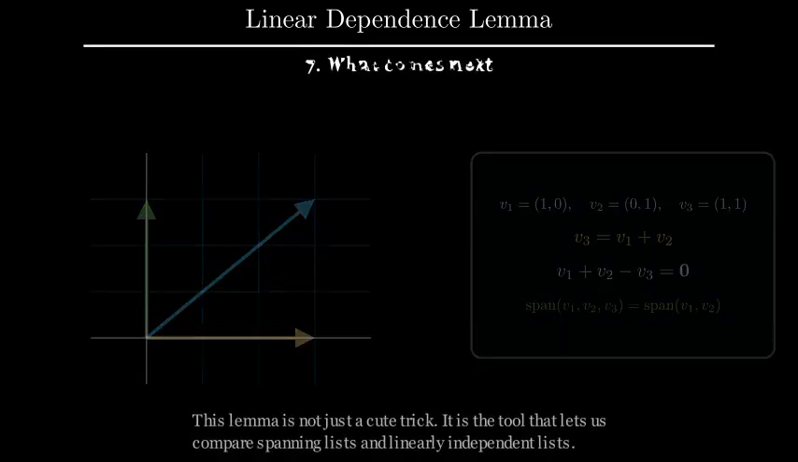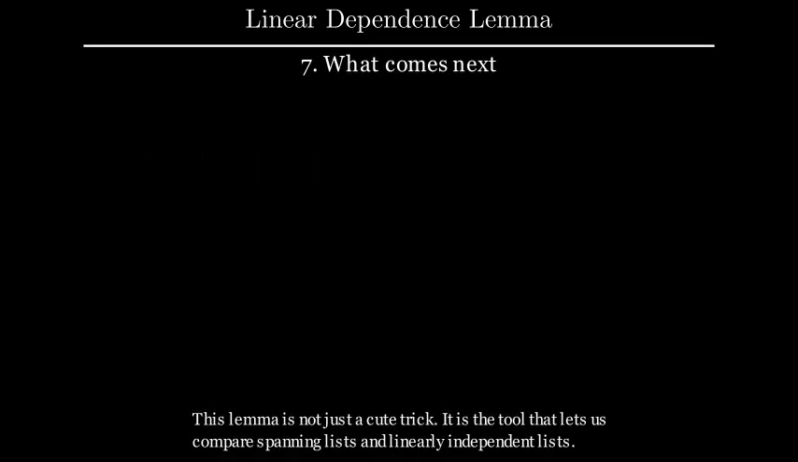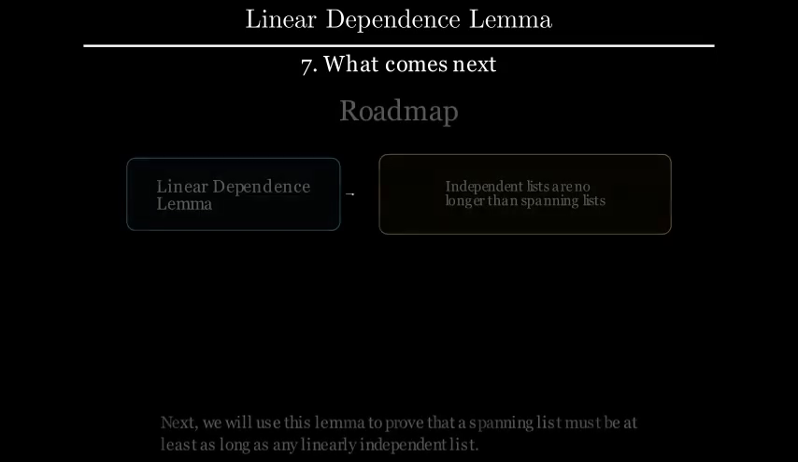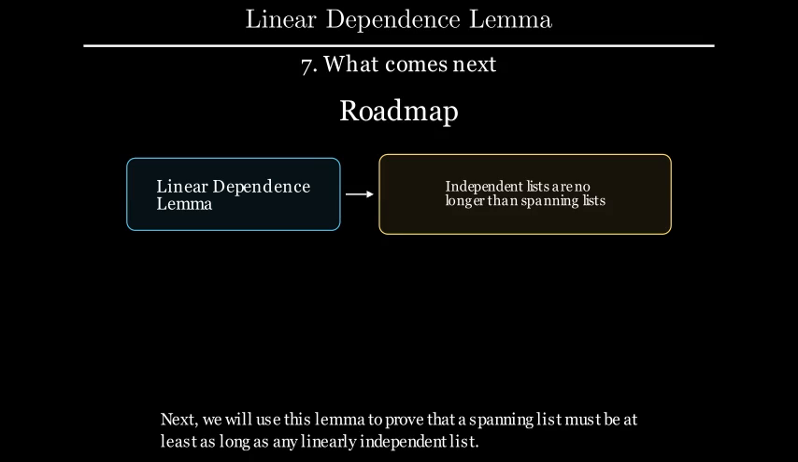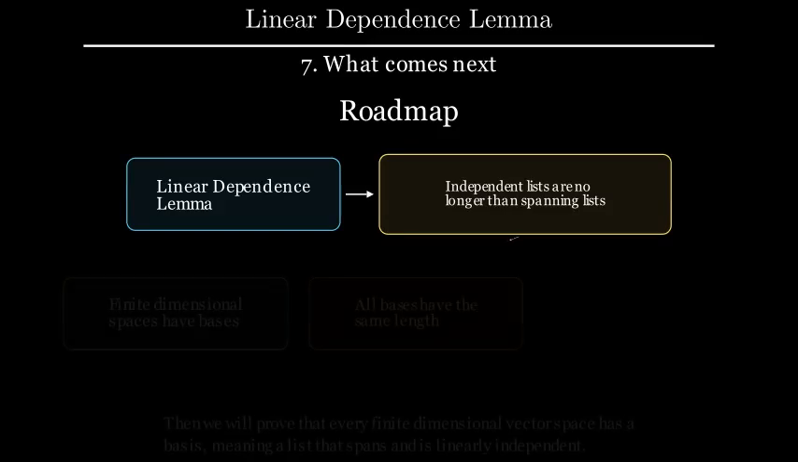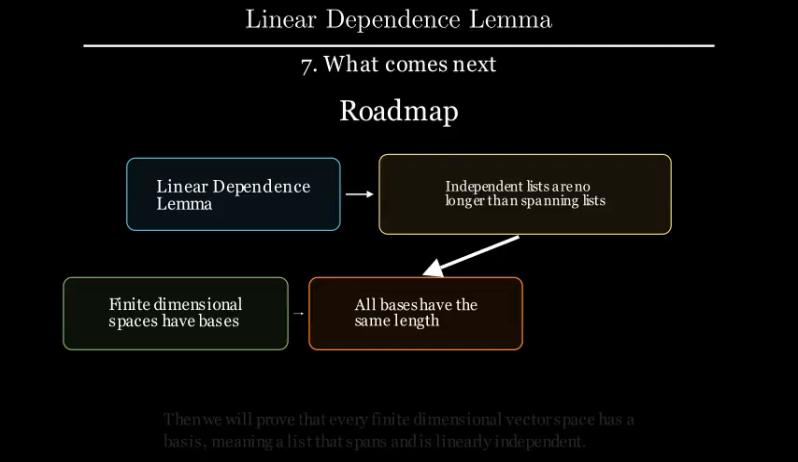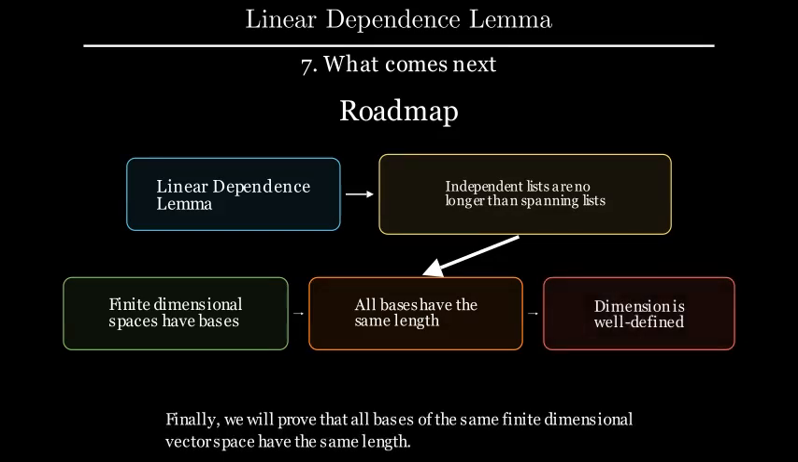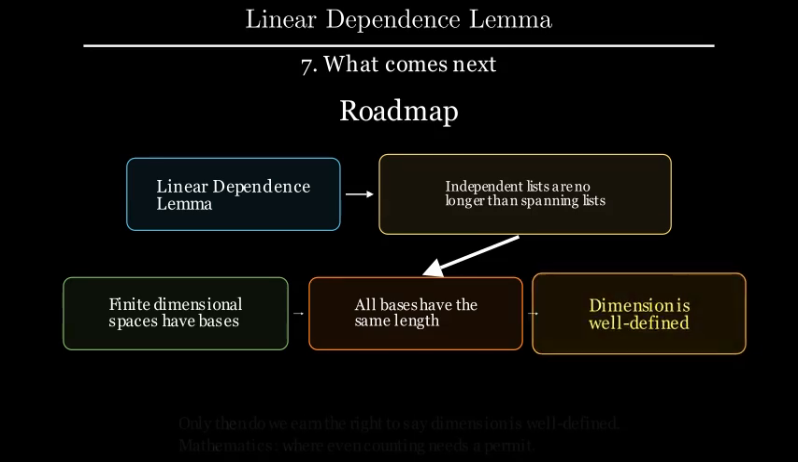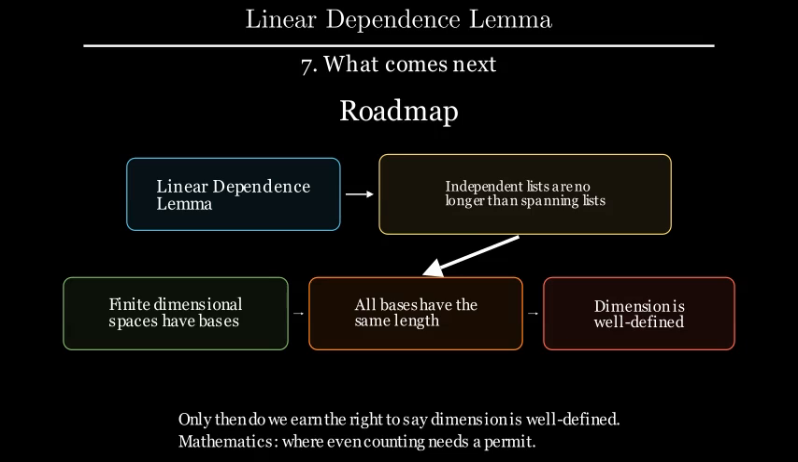This lemma is not just a cute trick. It is the tool that lets us compare spanning lists and linearly independent lists. Next, we will use this lemma to prove that a spanning list must be at least as long as any linearly independent list. Then we will prove that every finite-dimensional vector space has a basis, meaning a list that spans and is linearly independent. Finally, we will prove that all bases of the same finite-dimensional vector space have the same length. Only then do we earn the right to say dimension is well defined. Mathematics, where even counting needs a permit.